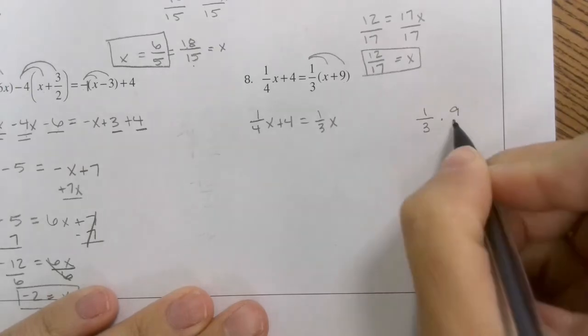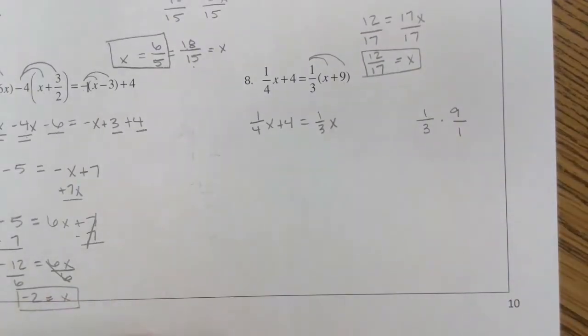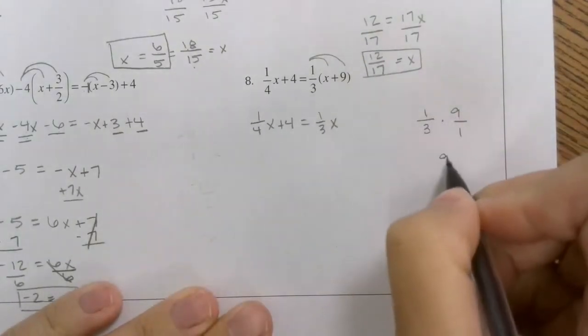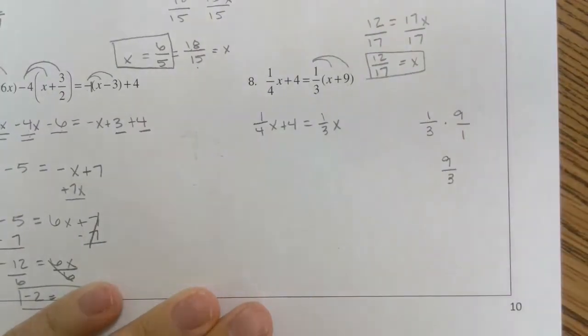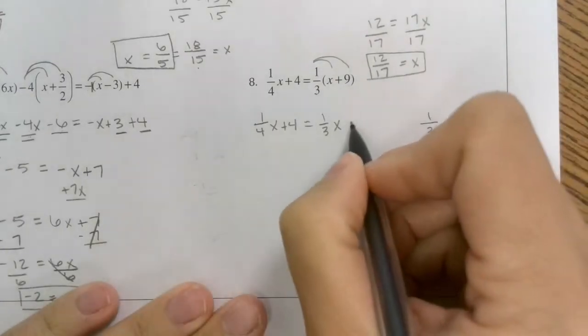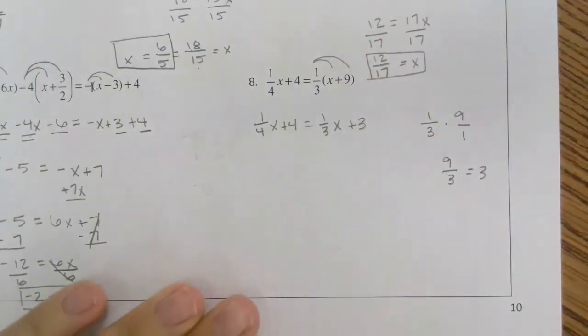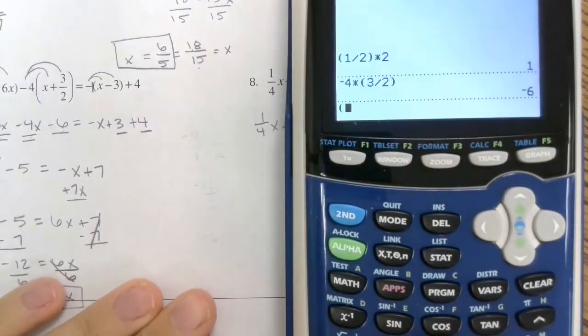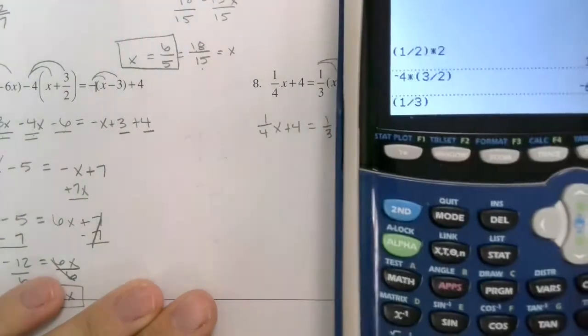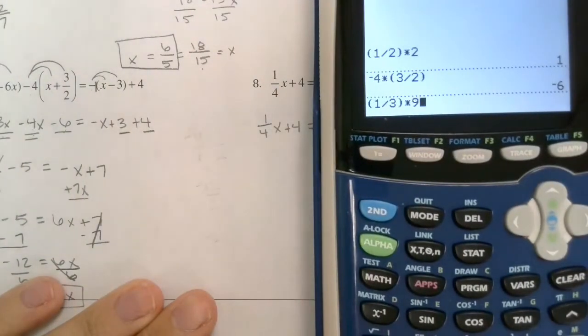1/3 times 9 is like 9 over 1. 1 times 9 is 9. 3 times 1 is 3. 9 divided by 3 is just 3. Okay, now if you want to see that in the calculator, we would do 1/3 times 9 is 3.